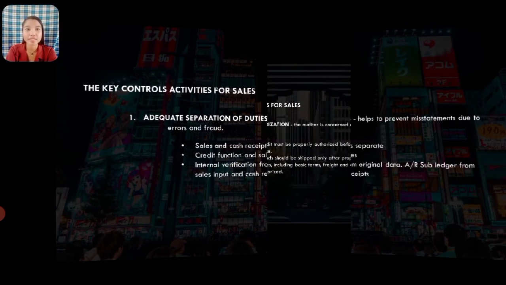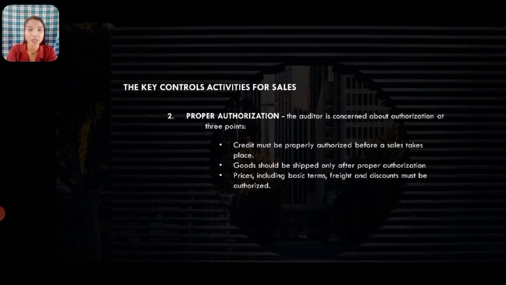The next one is proper authorization. The auditor is concerned about authorization at three points. Proper authorization is very important to avoid fictitious sales and unworthy customers. The first point is that credit must be properly authorized before a sale takes place. Like I said earlier, there must be proper authorization of the sales before they take place.